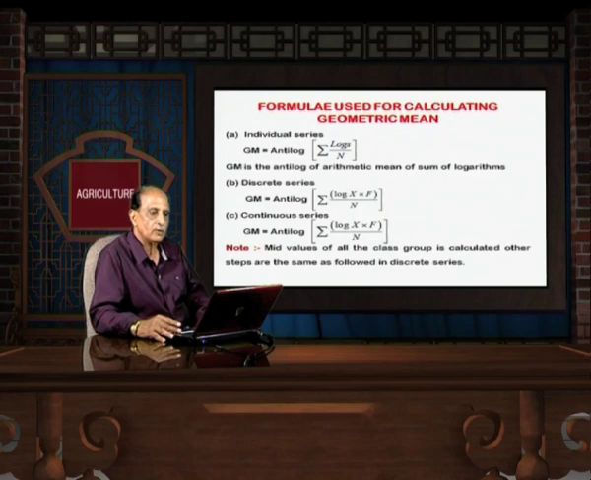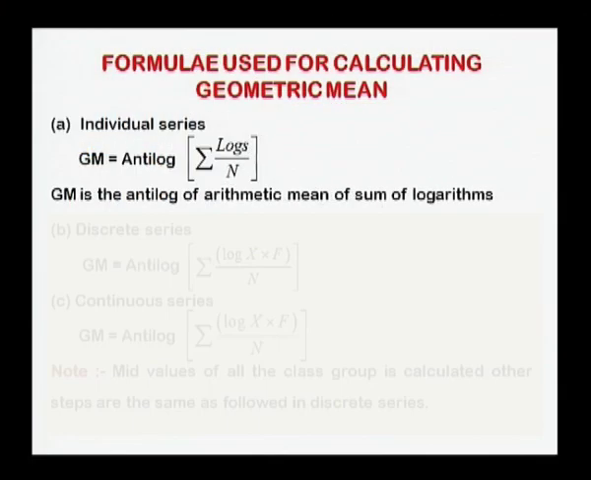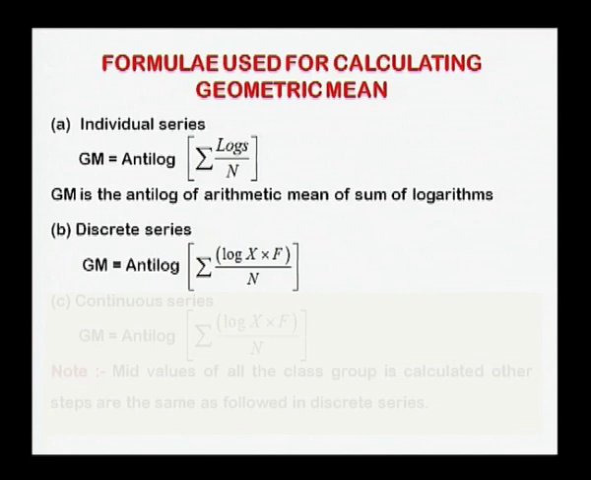Now, in order to calculate geometric mean, these formulas are normally applied. In case of individual series, we apply this formula. Geometric mean is antilog of summation of logs divided by n. And geometric mean is the antilog of the arithmetic mean of the sum of logarithms. In case of discrete series, again we have to apply this formula. Geometric mean is equal to antilog of summation of log x multiplied by f, divided by n.